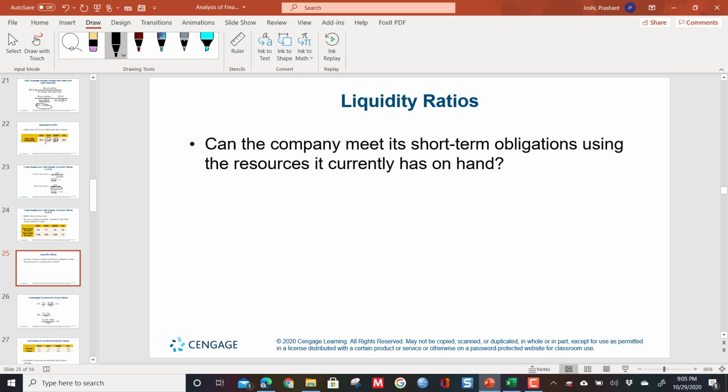Another important ratio is the liquidity ratio. What the liquidity ratio suggests is that it helps you decide whether the company can meet its short-term obligations using the resources it currently has on hand.